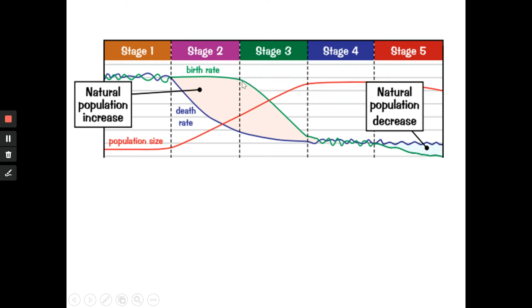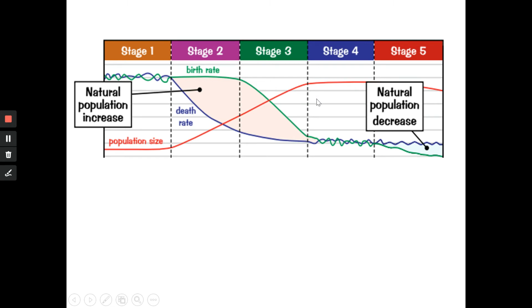And you'll notice in stage 3 that suddenly birth rate starts to drop. People start to be able to use contraception, and people don't want to have as many babies. They don't need as many babies to work on farms and things like that. So birth rate starts to drop. It's still higher than death rate, so population is still growing.